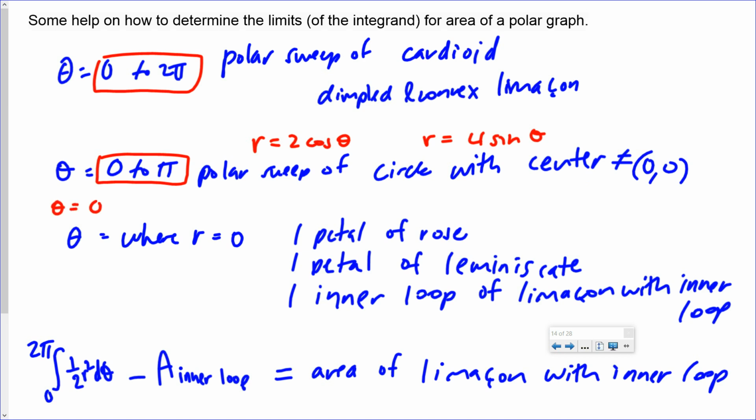The circles go to 2 pi when you have something that's just like r equals 5. Does that make sense? When it's just a number, and the center is 0, 0. Okay, that's when you have 0 to 2 pi on your limits.